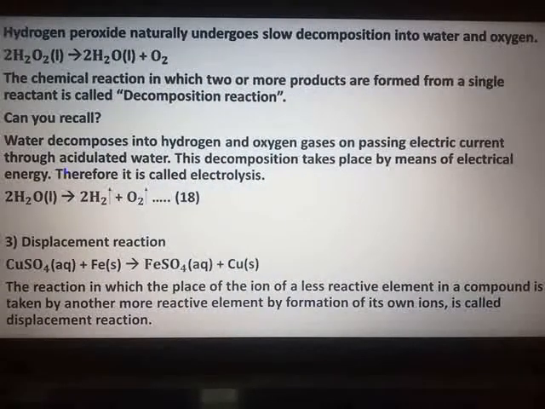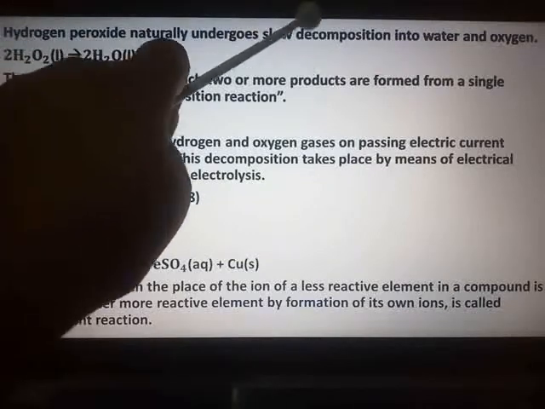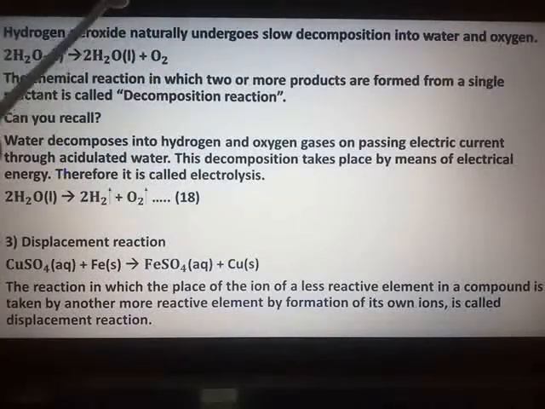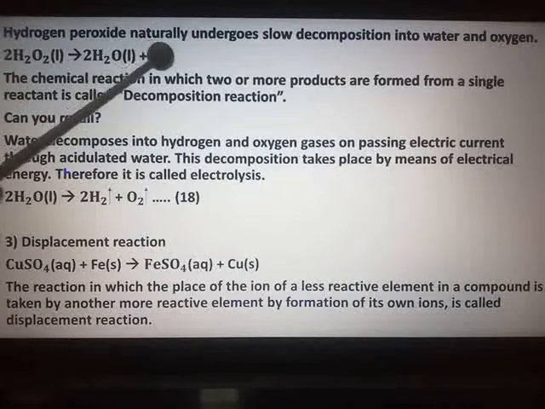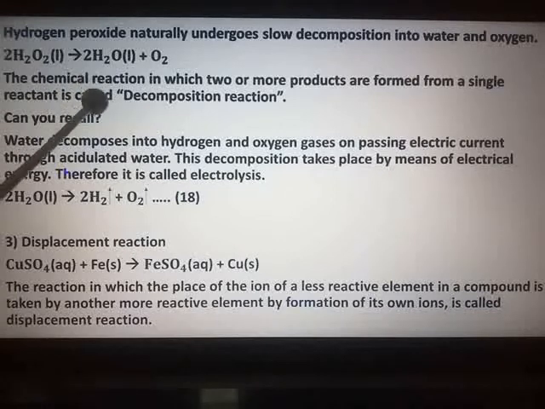One more example you can see over here: hydrogen peroxide, or H2O2, naturally undergoes slow decomposition forming water and oxygen gas. So H2O2 decomposes. Here H2O2 is a single reactant getting broken down into water and oxygen. So the chemical reaction in which two or more products are formed from a single reactant is called a decomposition reaction. I hope both the reactions have been understood by you very well.